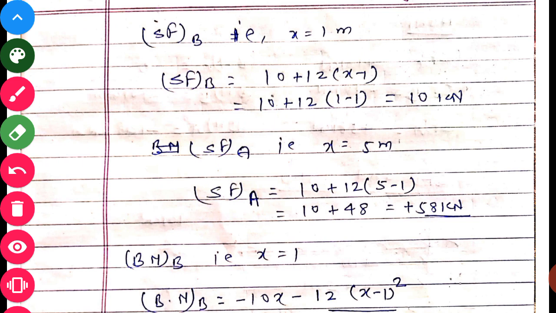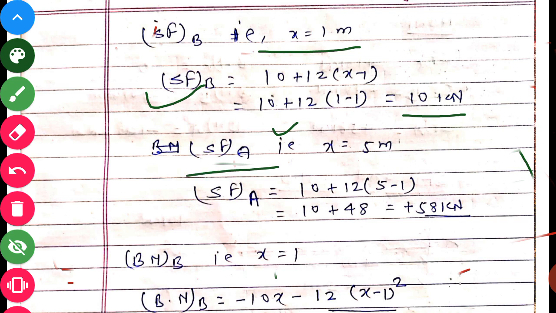Shear force at B, that means x is equal to 1. Okay, your shear force equation is equal to 10 + 12(x-1). In that case you put x = 1 in that, 10 + 12(1-1) = 10 kilonewton. Like that, shear force at A, where x is equal to 5. In that case you take the value of x = 5 and you can obtain the shear force at A, 58 kilonewton.